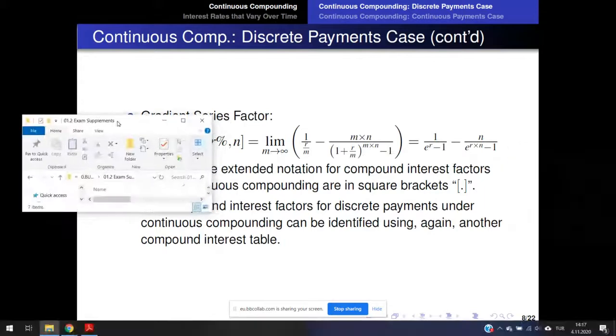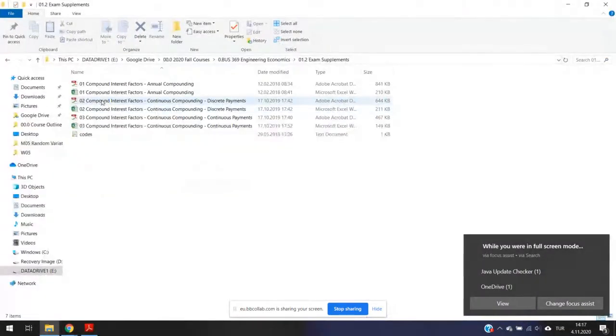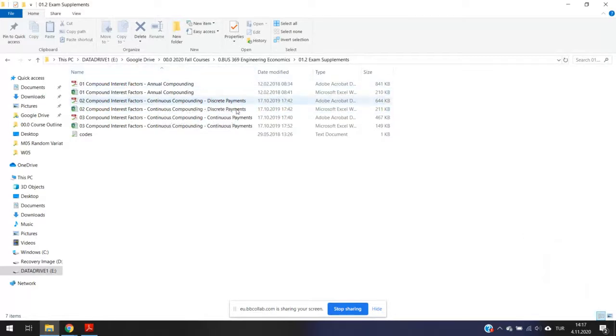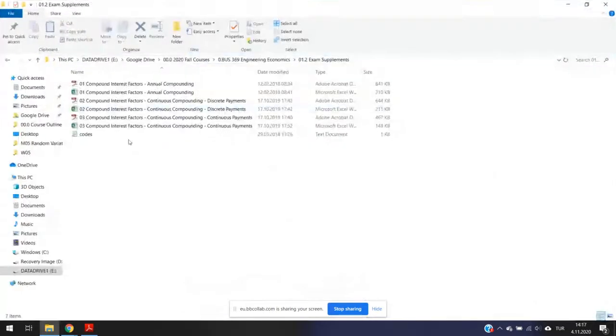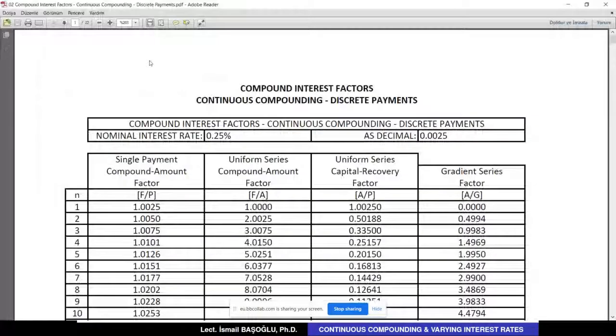All right, so you see in this folder, we have a second table, the compound interest factors, continuous compounding, discrete payments. So we are just going to assume the payments are going to be made again at discrete time points, for example, at the end of weeks or the end of months or the end of years. However, the compounding will occur continuously. In that case, the compound amount factors, which are formulated with these new formulas here, are going to be obtained also through this second table, which is named compound interest factors under continuous compounding and discrete payments.